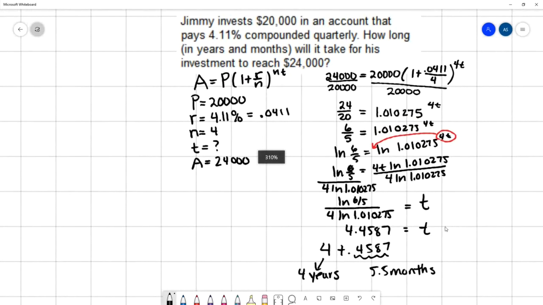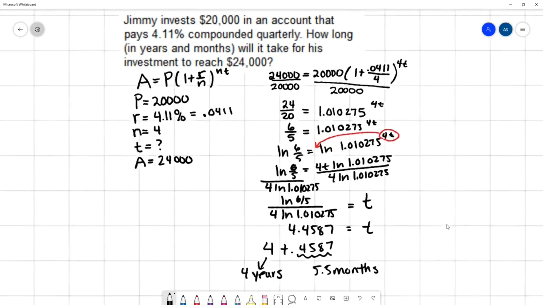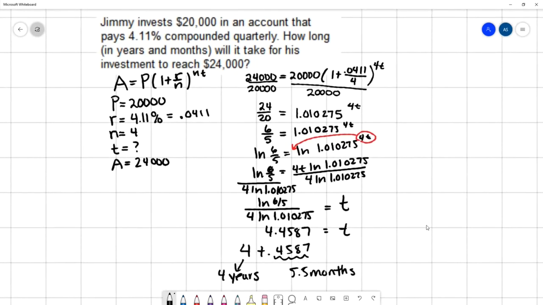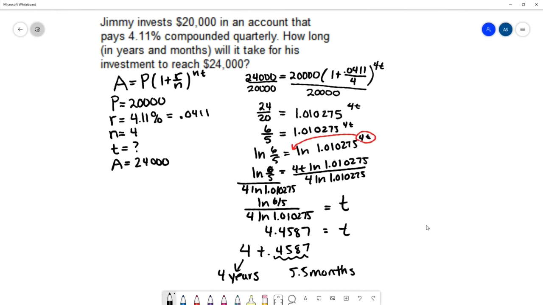And we're going to round up. Now this is a very special example, and we don't follow our normal rounding rules. We're going to round up to ensure that we're reaching that $24,000 balance. But not only that, this interest is compounded quarterly. Your interest does not get added in every month. So you have to only put every 3 months because that's how often interest is added in.